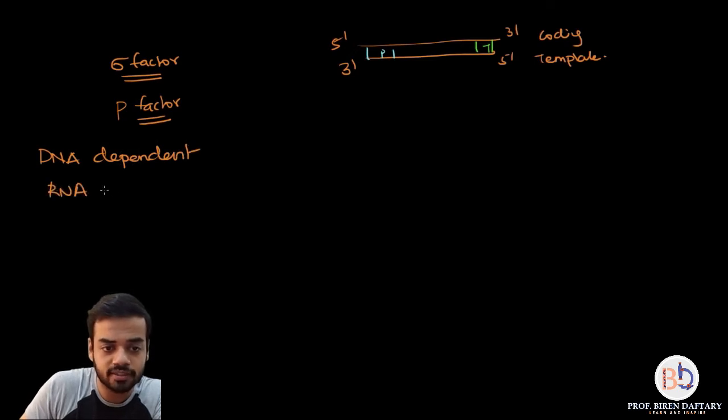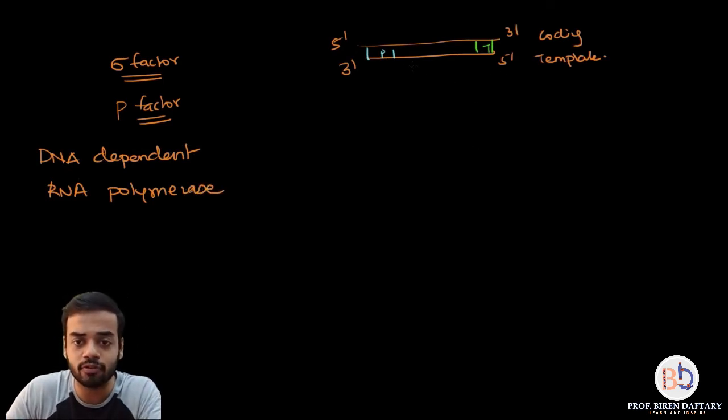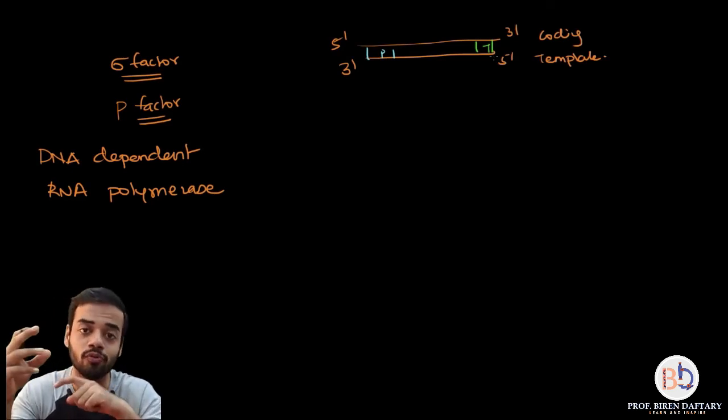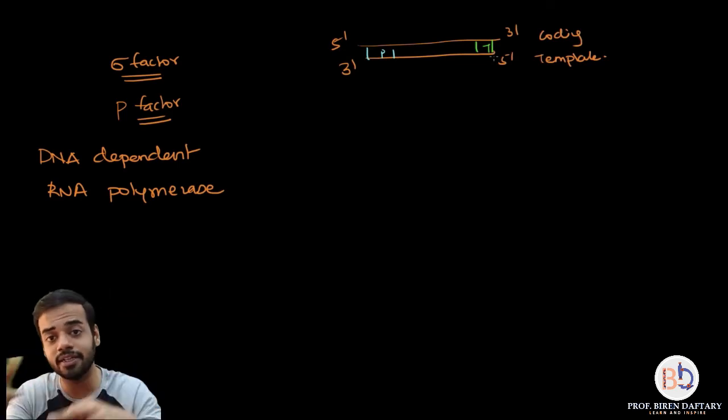Now why is the name given in this fashion? DNA dependent means you are creating an RNA from this DNA, so it is DNA dependent. And RNA polymerase, what are you forming? You are forming an RNA, so it is RNA polymerase. Suppose you want to form a DNA from RNA, then it will be RNA dependent DNA polymerase.